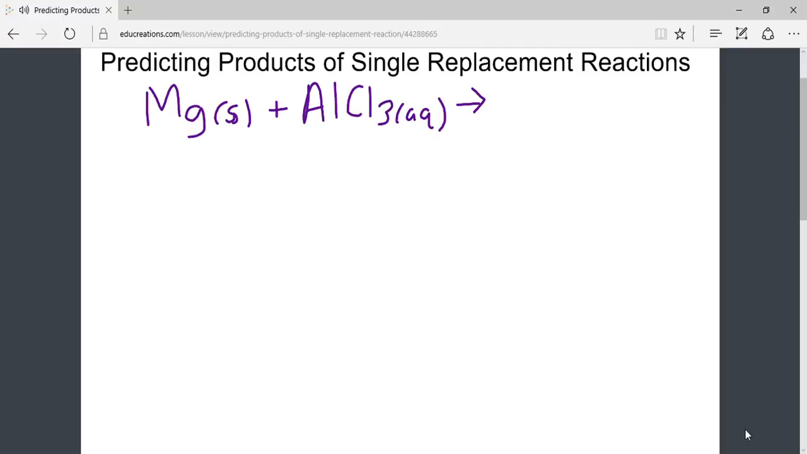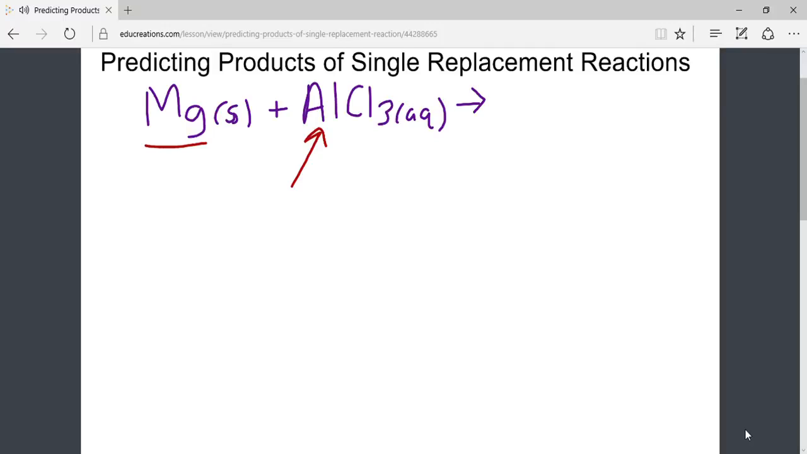During single replacement, if an element is more reactive than a similar element that it would like to try to replace, then a reaction occurs. Conversely, if it is less reactive than the element it would like to replace, no reaction occurs. In this example, the element magnesium would like to try to replace the element aluminum, the similar element, also a metal. Magnesium can only replace aluminum if it is more reactive than aluminum.